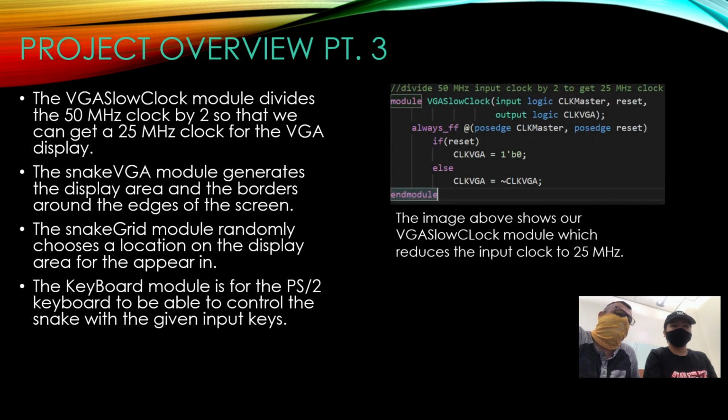And as you can see in the image on the right, this is what our module for the VGA Slow Clock looks like, which divides the 50 MHz input by 2. It does this at every rising edge. If the signal is a reset, then clock VGA will be set to 0. Otherwise, clock VGA will be set to not clock VGA.